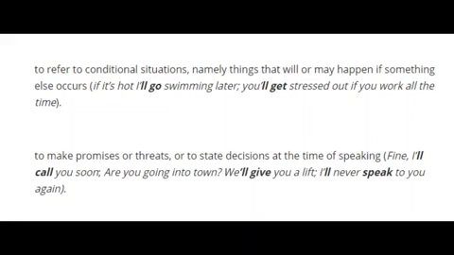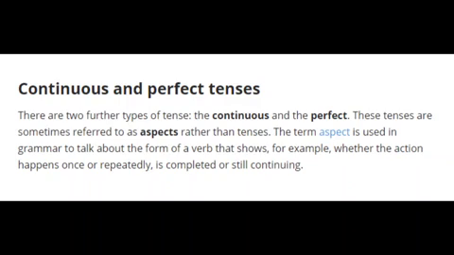Now come to continuous and perfect tenses. Continuous means going on, and perfect is where the action has completed. There are two further types of tenses. That means actually the forms of tenses, the continuous and the perfect. These tenses are sometimes referred to as aspects rather than tenses. The term aspect is used in grammar to talk about the form of a verb that shows, for example, whether the action happens once or repeatedly, is completed, or is still continuing.